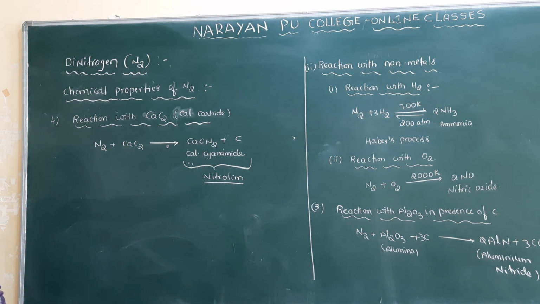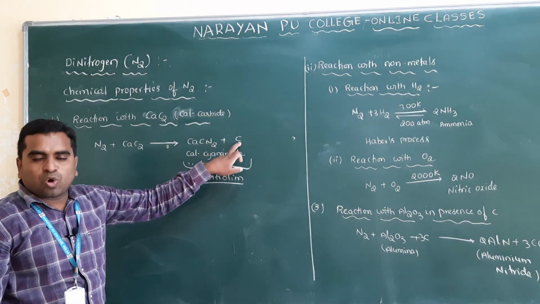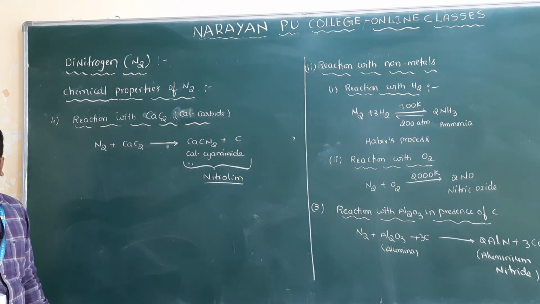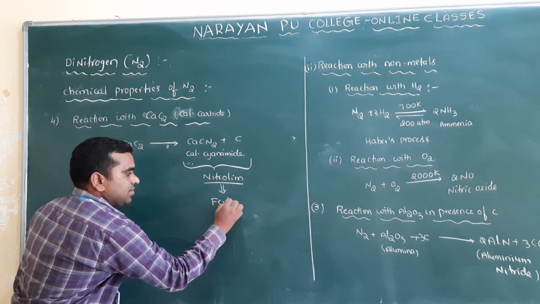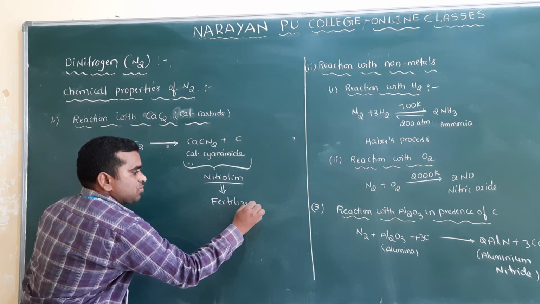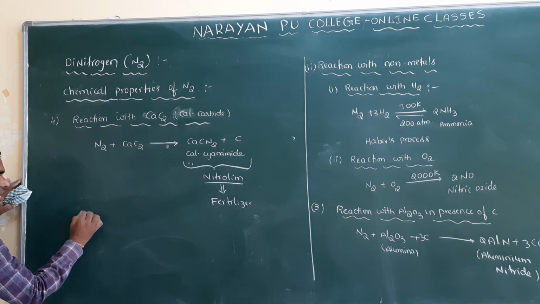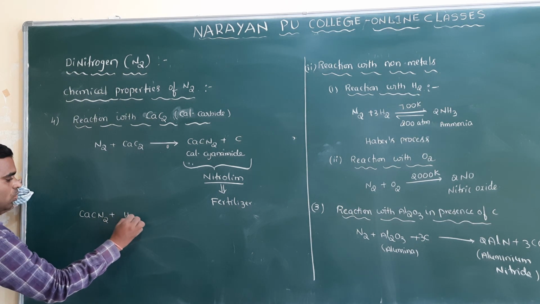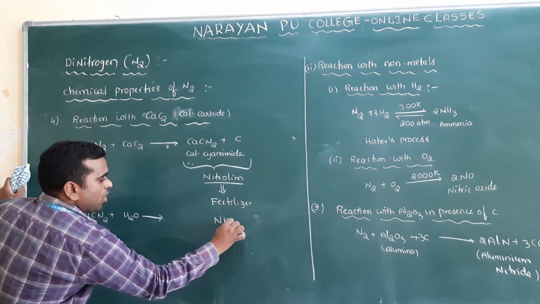This question is asked in competitive examinations. Calcium cyanamide plus coke. Coke means what? Carbon. The mixture we will call nitrolim. This is used as fertilizer. It is used as what? Fertilizer. Clear? And now if you take this calcium cyanamide and do hydrolysis here, you will get ammonia. What will you get here?